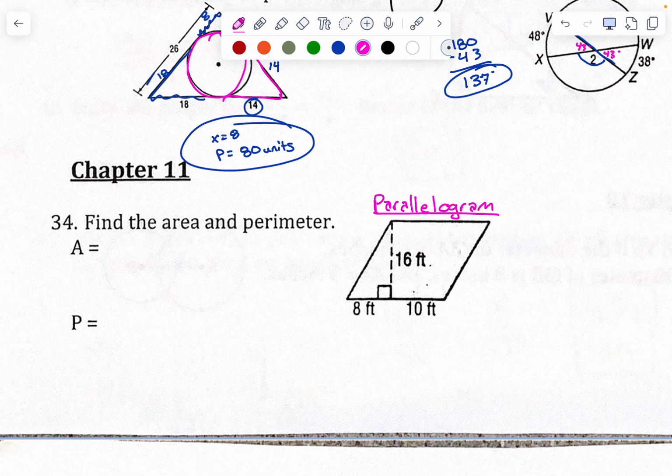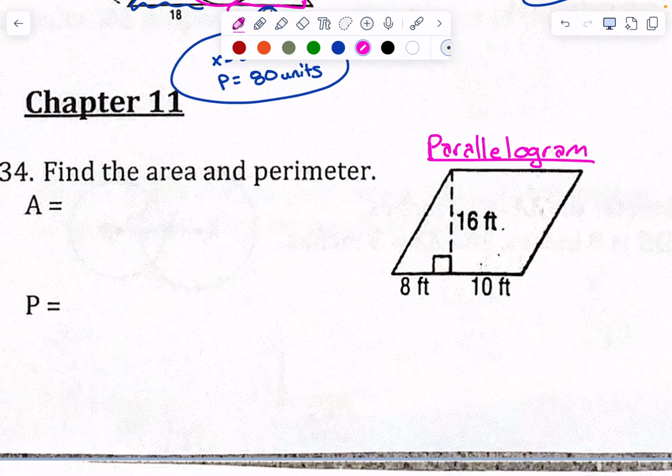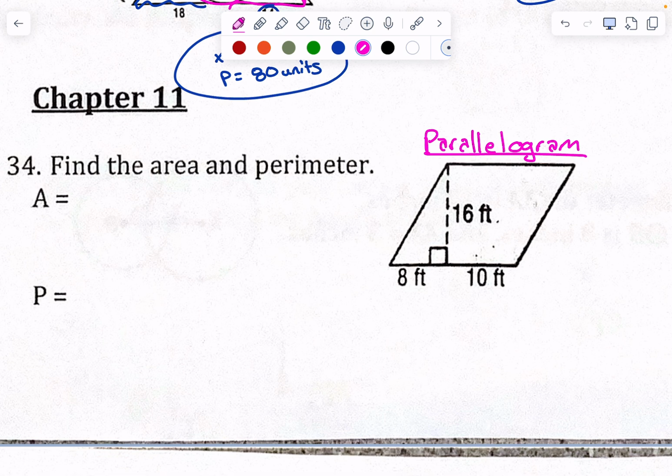Here is the deal. On the test, I will not ask you for both of them. I will not ask you for area and perimeter. I will only do one or the other, to make it shorter, okay? But you need to know both of them. So, area and perimeter. Here we go.